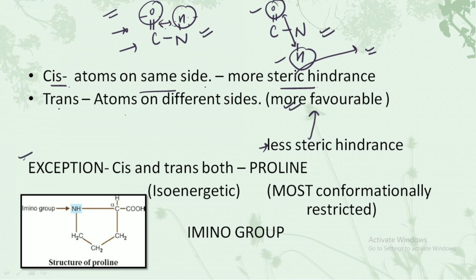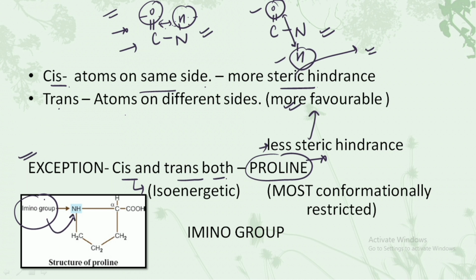But there is one exception, and that exception lies in proline. What is proline? Proline is also a type of amino acid, but it occurs in both cis and trans nature, and as a result it is also called isoenergetic. That is, it is most conformationally restricted. Why? Because it contains an imino group. What is an imino group?